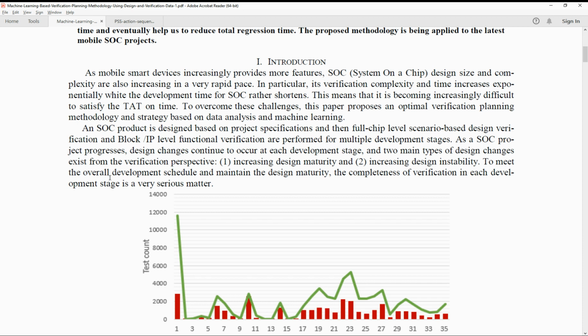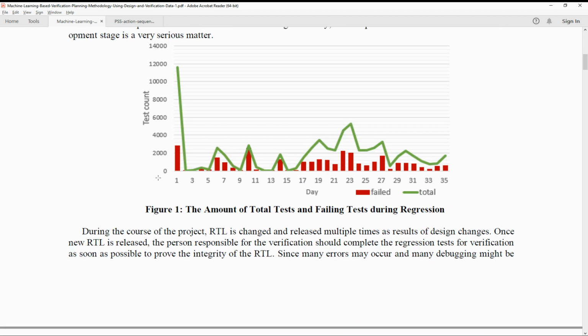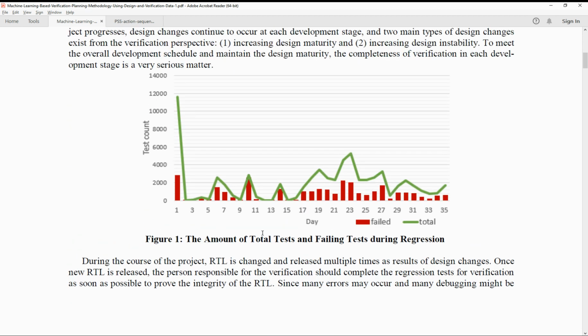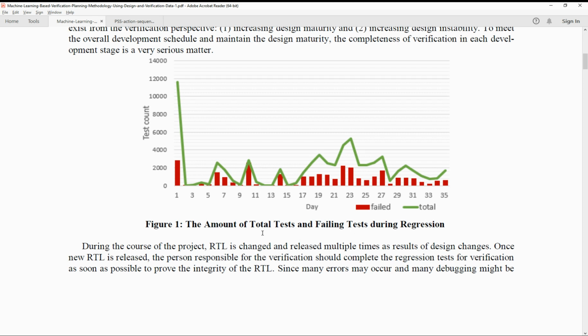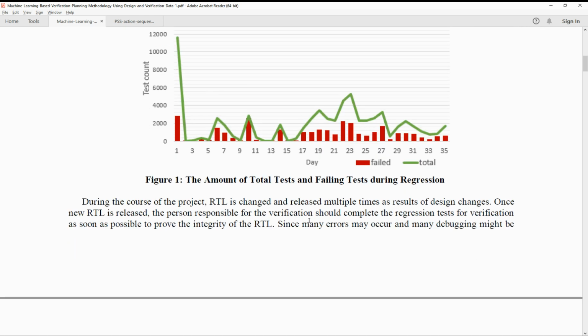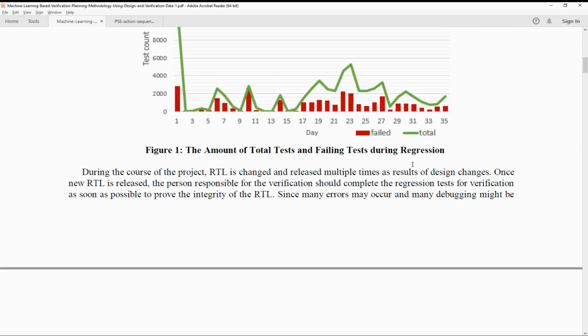To meet the overall development schedule and maintain the design maturity, the completeness of the verification in each development stage is a very serious matter. Figure 1 shows the amount of total tests and the failing tests during regression. During the course of the project, RTL is changed and released multiple times as a result of the design changes.